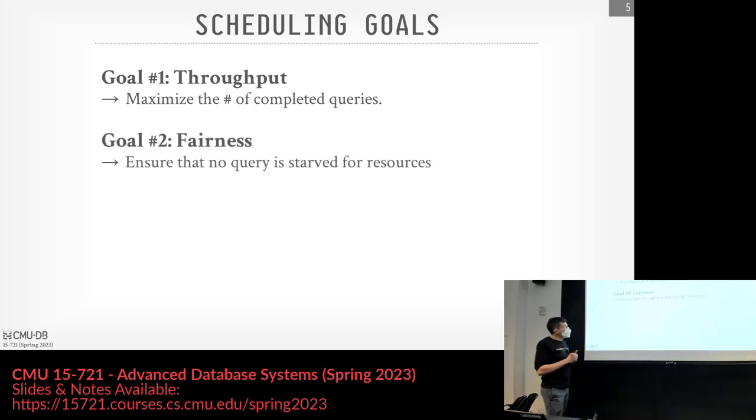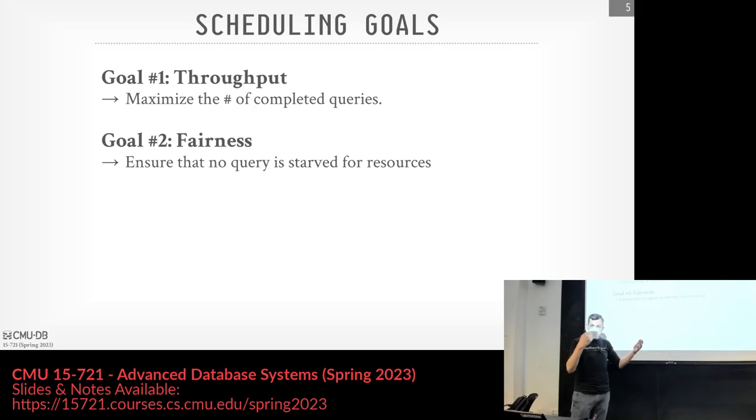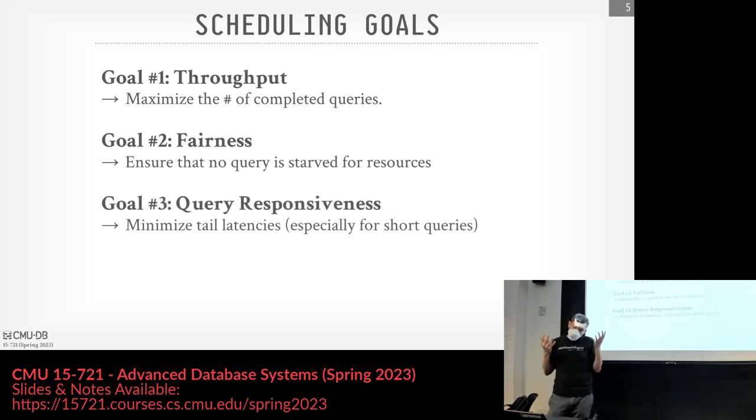We also need to be mindful of fairness, meaning that we want to ensure that no query is going to be starved for resources. If there's a really long-running query that eats up all the cores, that's going to block a bunch of the shorter-running queries behind it, and the system is going to look unresponsive. Related to this, basically the same thing: if we ensure a fair allocation of resources so that nobody gets starved, the system is going to seem more responsive because our tail latency is going to be much lower.